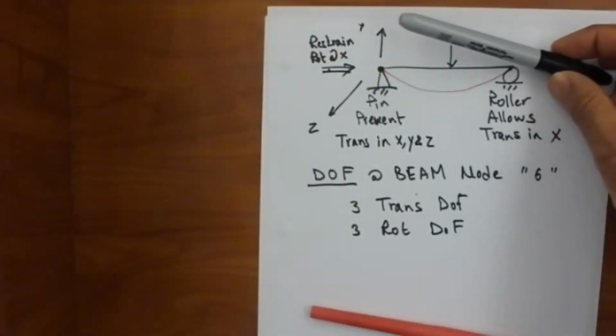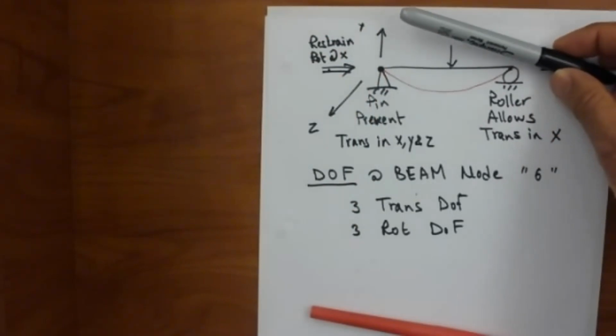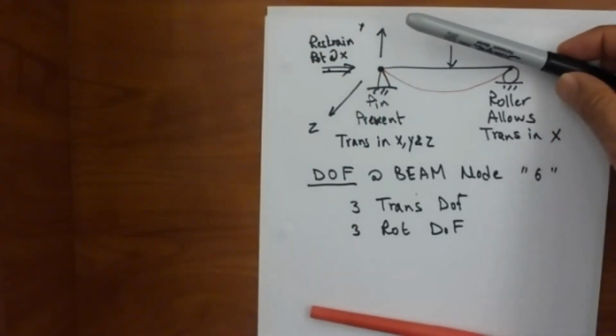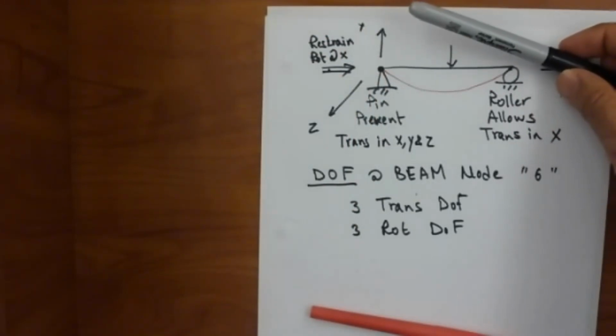What's going to prevent it? The pin, no. The pin only restrains translational degrees of freedom, but it does not hold it from rotating. So nothing is going to stop it from spinning.